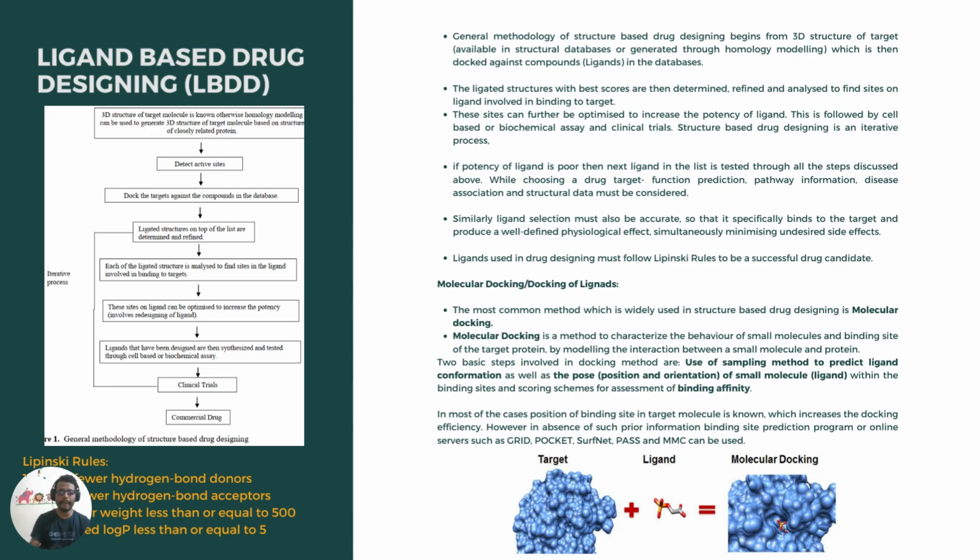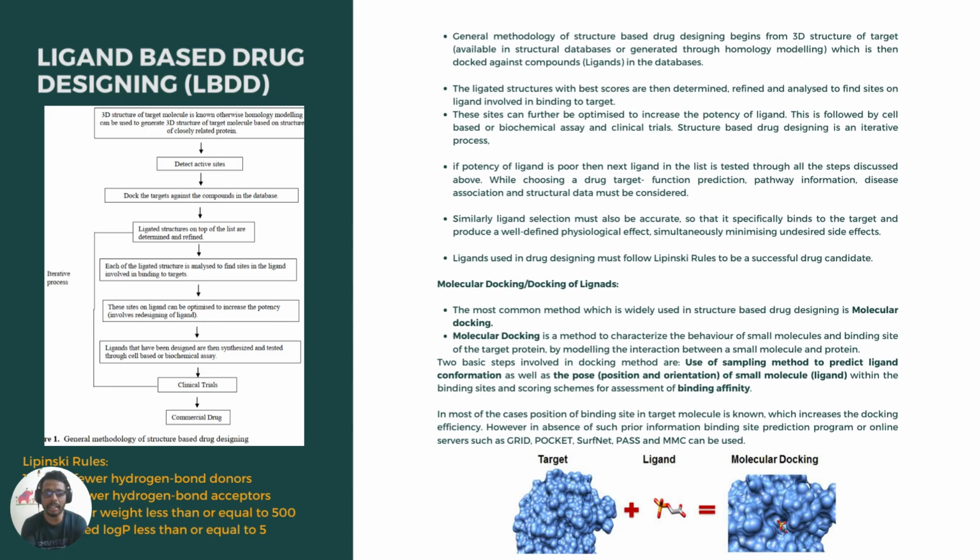Okay, so once we find out the 3D structures of the target molecules, we have to dock those protein molecules against our ligands in the database. The ligand structures with the best scores are then determined, refined, and analyzed to find the sites on the ligand involved in binding to the target. The automatic scoring will be given by the computer software whenever the 3D structures of the ligand are docked against the 3D structures of the protein moieties.